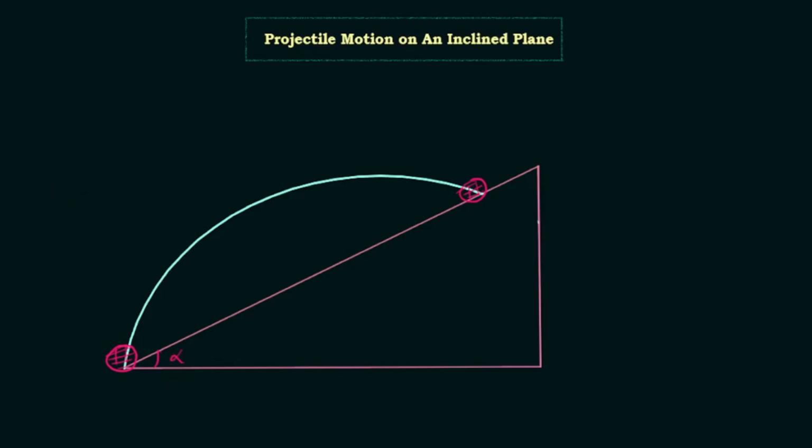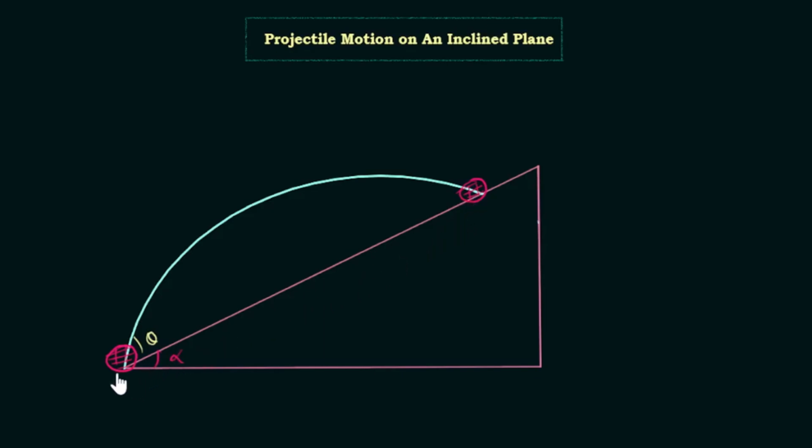Now, what we are going to do is throw an object from the bottom of the inclination with the angle of projection theta. This object is going to be projected along this trajectory, and suppose it lands over here.